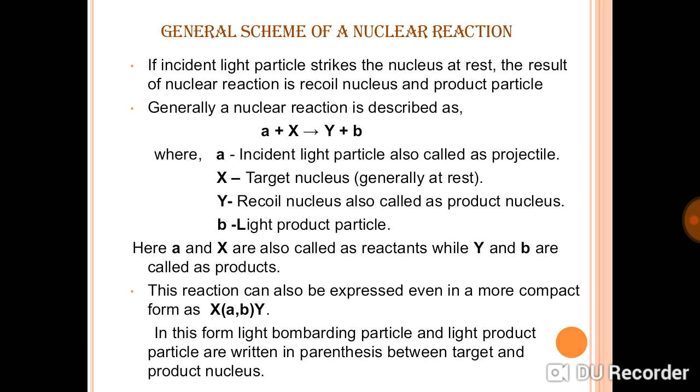In this case, A and X are also called reactants, while Y and b are called products. This reaction can also be expressed in an even more compact form as X(A, b)Y. In this form, the light bombarding particle and light product particle are written in the parenthesis between the target and product nucleus.